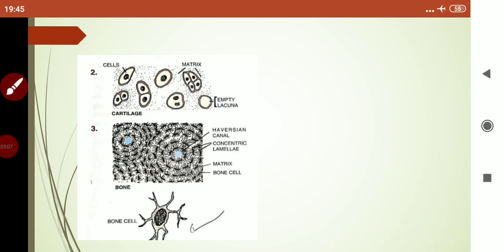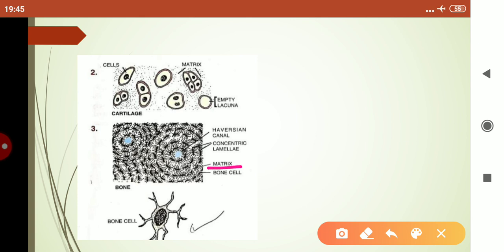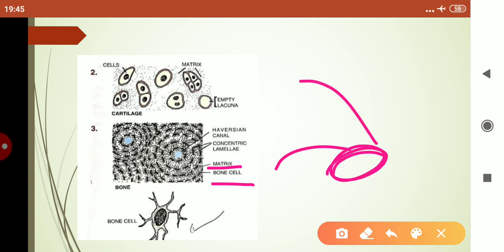You can also clearly see here, the matrix is there, bone cells are there. These bone cells, this means osteocytes and osteoblast cells, take their nourishment from the canaliculi. Canaliculi means canal-like structures present around the lacuna, which give the supply of nutrients and all the things. Now children, this bone cell is an osteocyte cell.